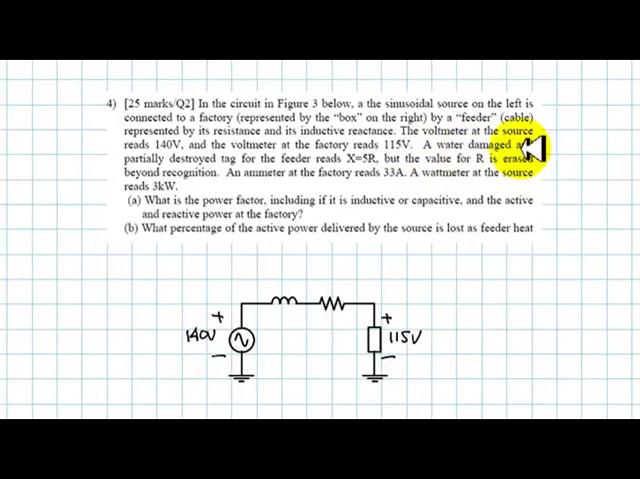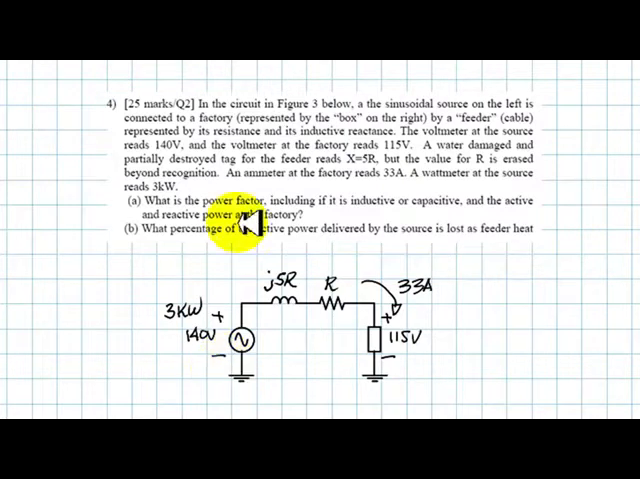A water-damaged and partially destroyed tag for the feeder reads X is 5R, but the value of R is erased beyond recognition. That is, we do not know the value of this resistance, but we know that this reactance is 5 times that value, whatever that value is. An ammeter at the factory reads 33 amps. Oh, so we know that this current is 33 amps. A wattmeter at the source reads 3 kilowatts. Well, we know that the power here is 3 kilowatts, the power delivered by this source.